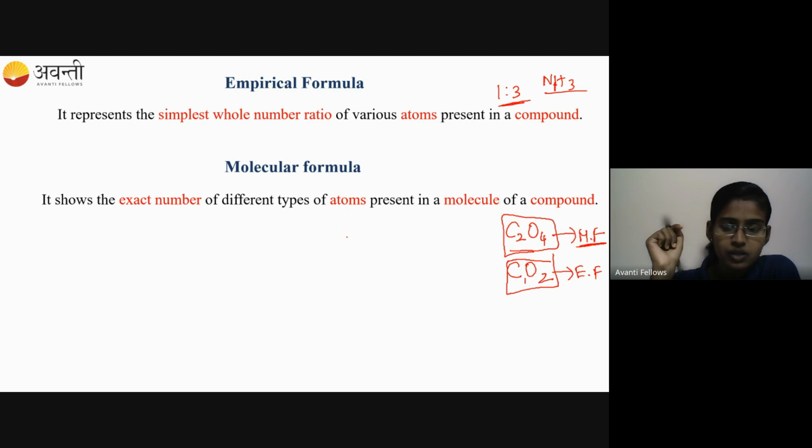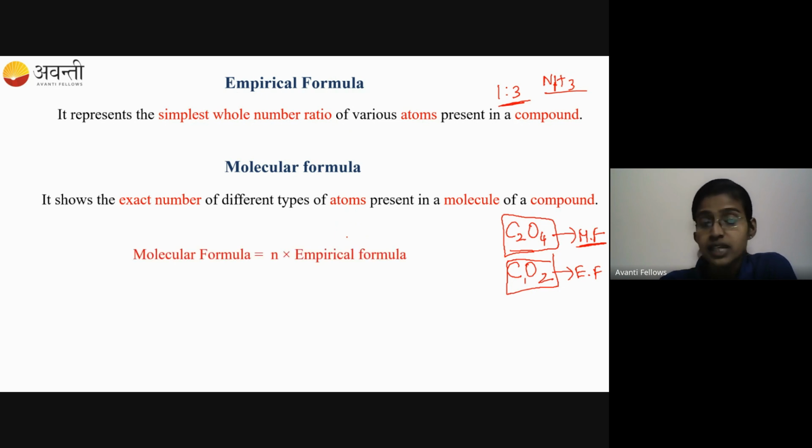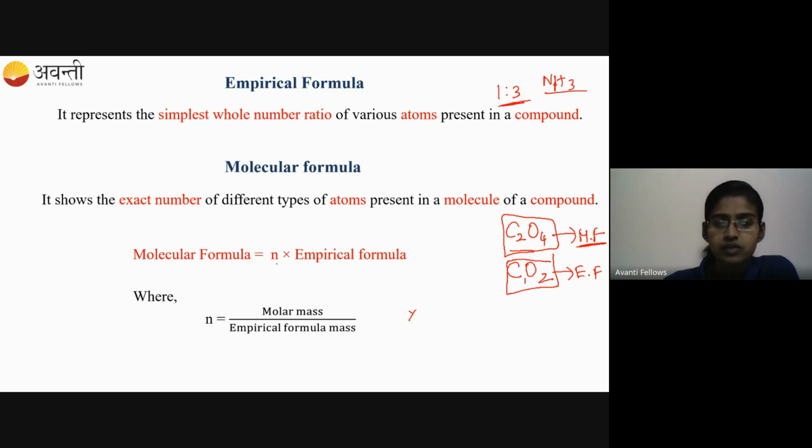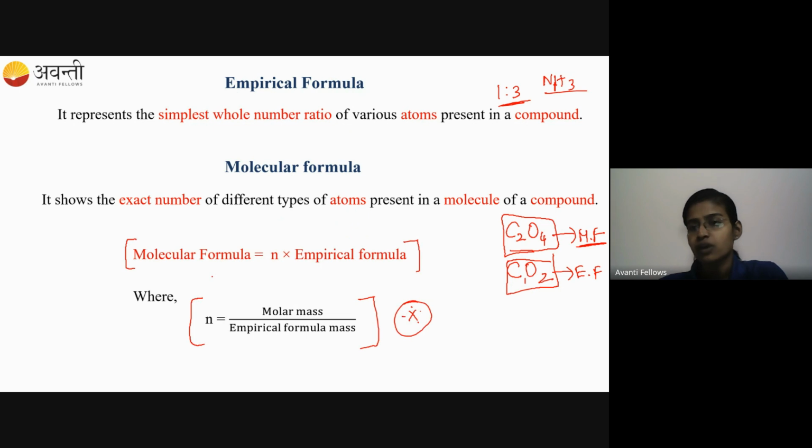Now there is one relation between molecular formula and empirical formula. Molecular formula is equal to N into empirical formula. N is nothing but the molar mass divided by the empirical formula mass. This is very important. Now, using all these definitions and formulas, we will find out the empirical formula of a compound from its composition given in the question.